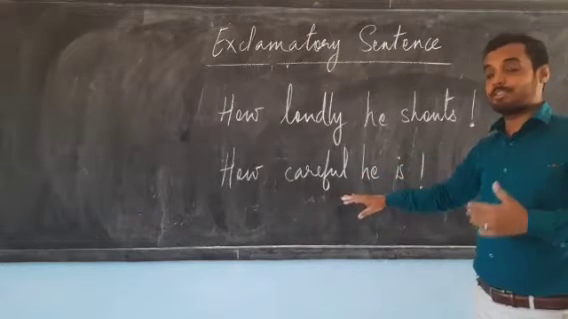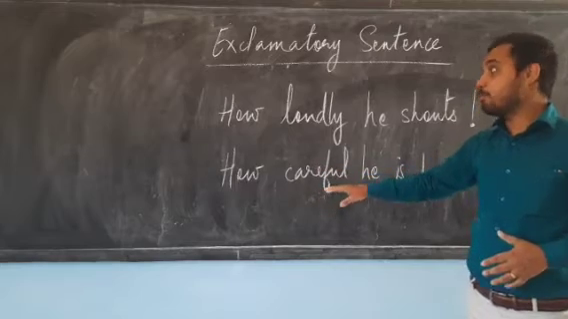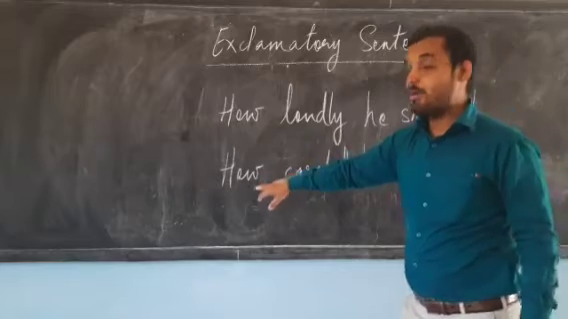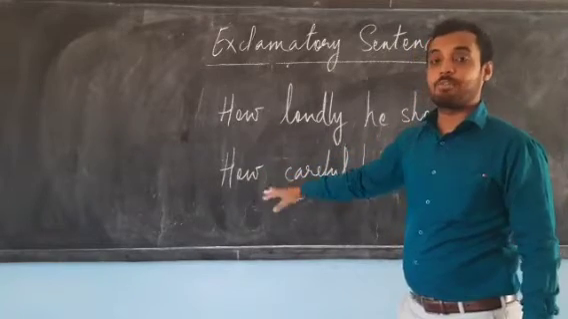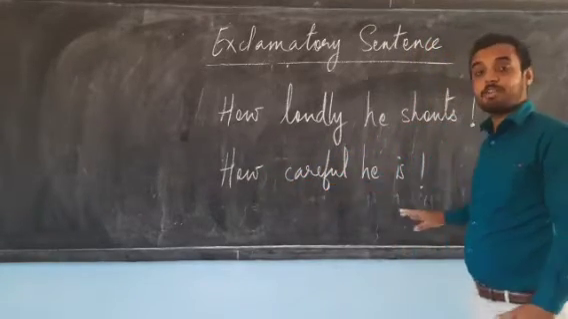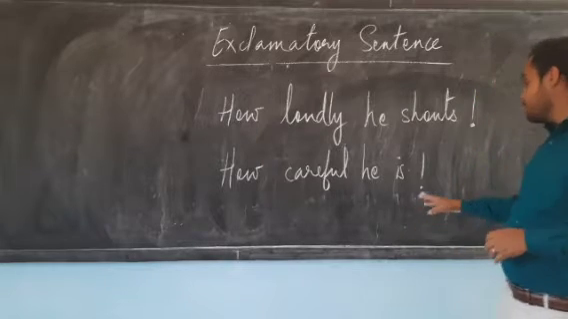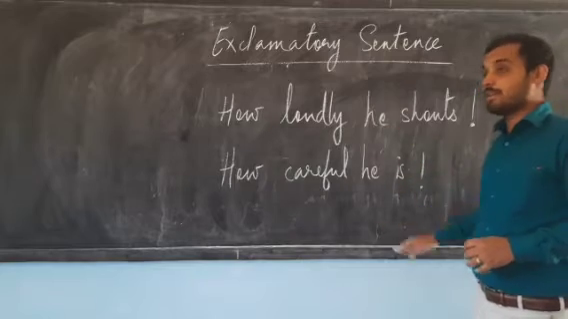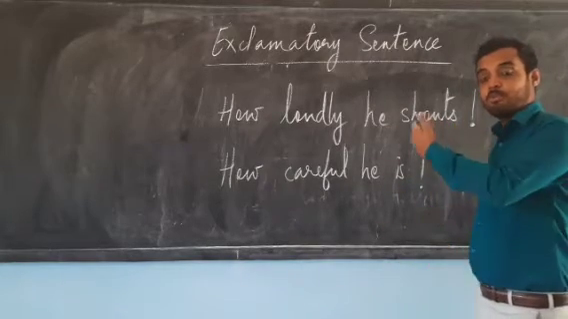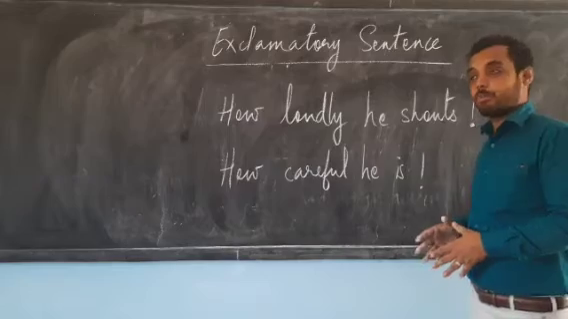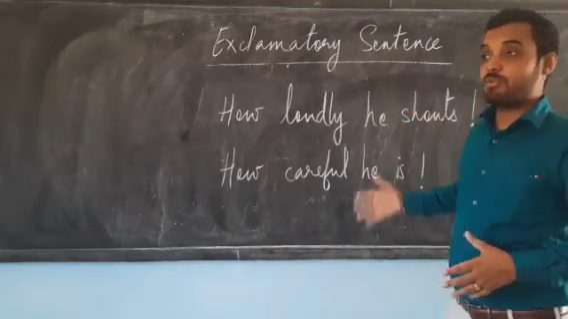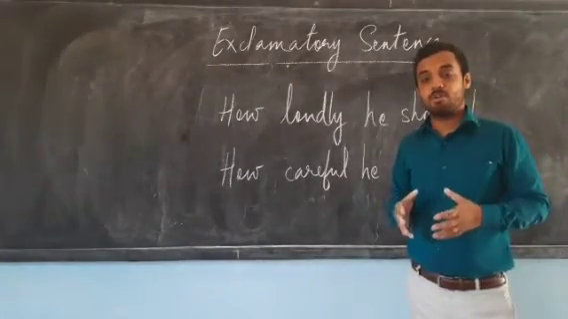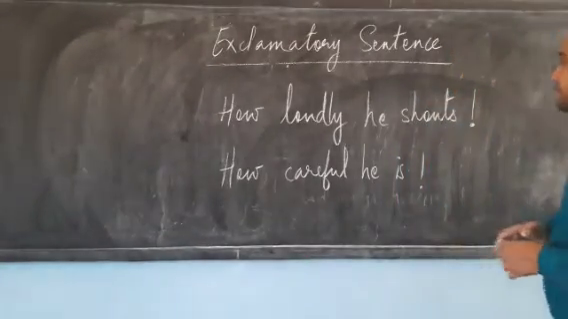The next example is on using how before an adverb. Careful is the word, and how is used just before it to make an exclamatory sentence. Also put an exclamation mark at the end. So these two are examples with how, used before the adjective and the adverb. So this was about the exclamatory sentence. Now the next type of sentence that we are going to see is the imperative sentence.